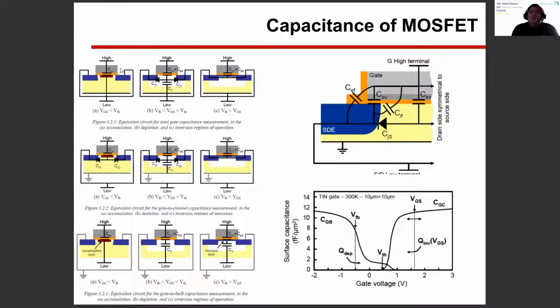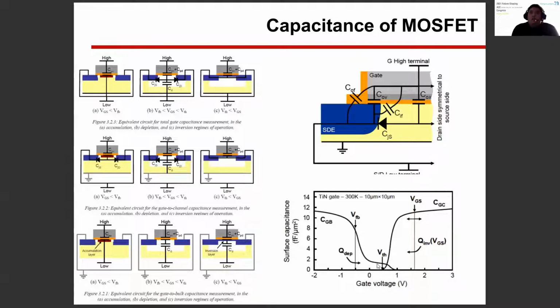On the other hand, if we put lower voltage on the gate region, the accumulation of holes also makes a path from this channel to the body. So we can only see this oxide capacitance. So the capacitance is also high, as in here. So the full capacitance curve is like this.